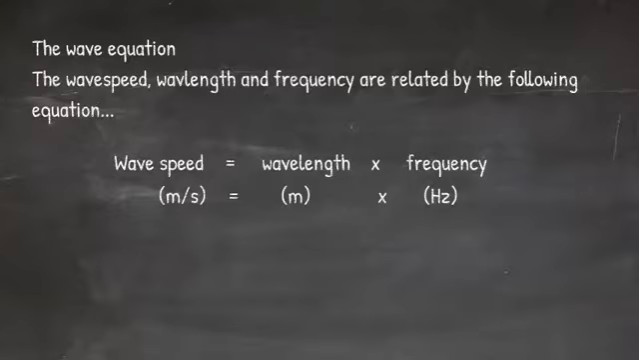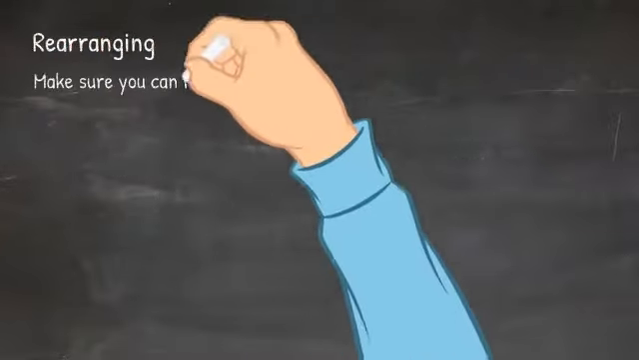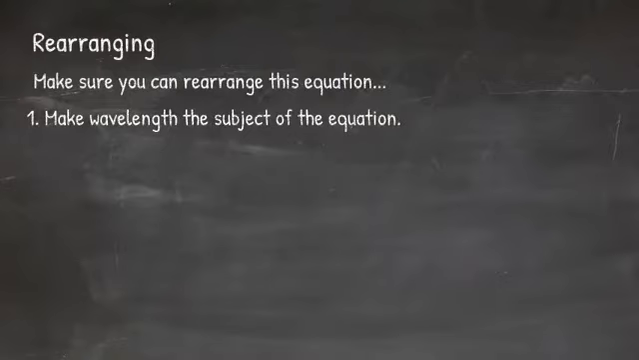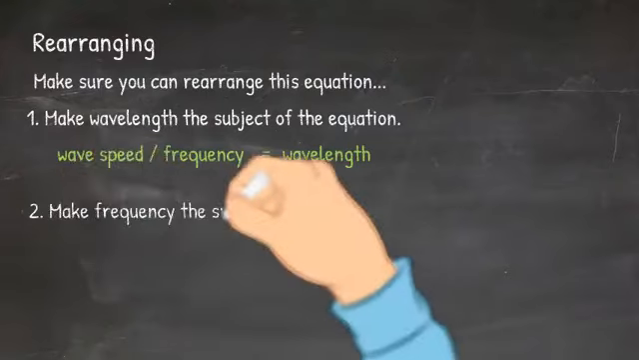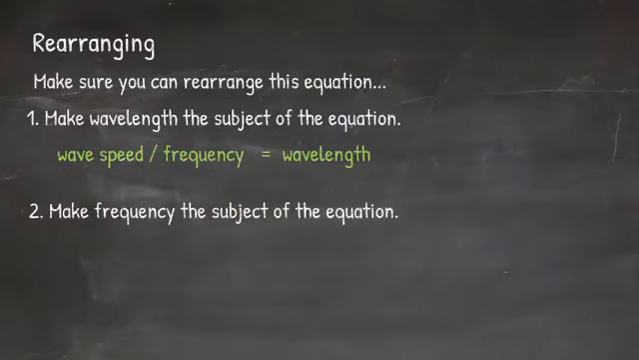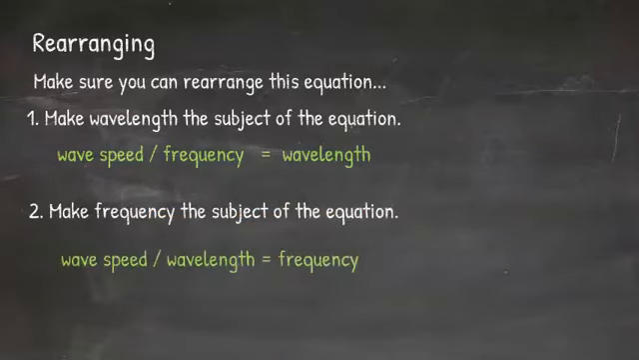You must learn and remember this equation as you are not given it in your exam. You must also be able to rearrange it. Can you rearrange this equation to make wavelength the subject? So wavelength is equal to wave speed divided by frequency. Can you rearrange it to make frequency the subject of the equation? Frequency is equal to wave speed divided by wavelength.